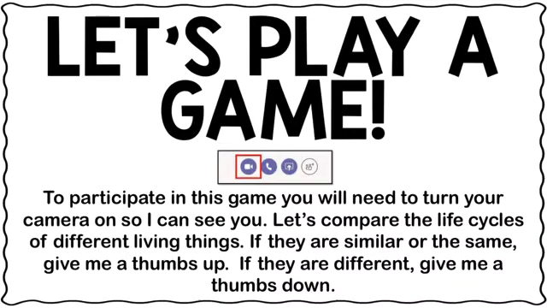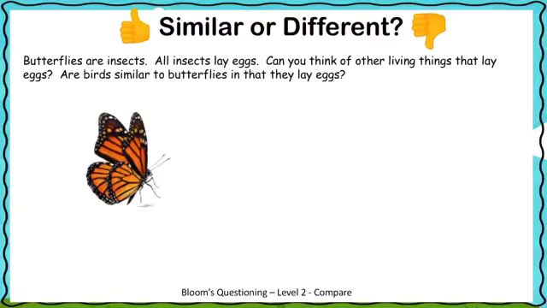All right, let's play a game. We're going to compare the life cycles of different living things. If they're similar or the same, you can give me a thumbs up. If they're different, give me a thumbs down. All right, let's get started. So butterflies are insects, and all insects lay eggs. Can you think of other living things that lay eggs?